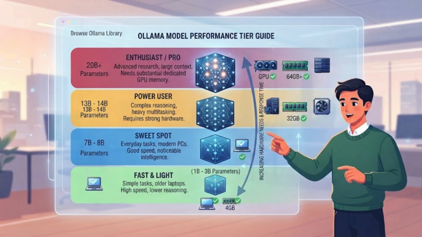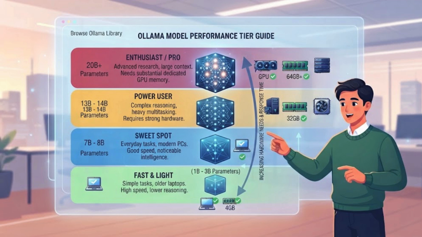A 1 to 3 billion parameter model is fast and lightweight, good for simple tasks, runs on almost anything, including older laptops, but it will make more mistakes and struggle with complex reasoning. A 7 to 8 billion parameter model is the sweet spot for most people with a modern computer. It's noticeably smarter, still runs at a very usable speed on most 16 gigabyte RAM machines, and handles the vast majority of everyday tasks well.